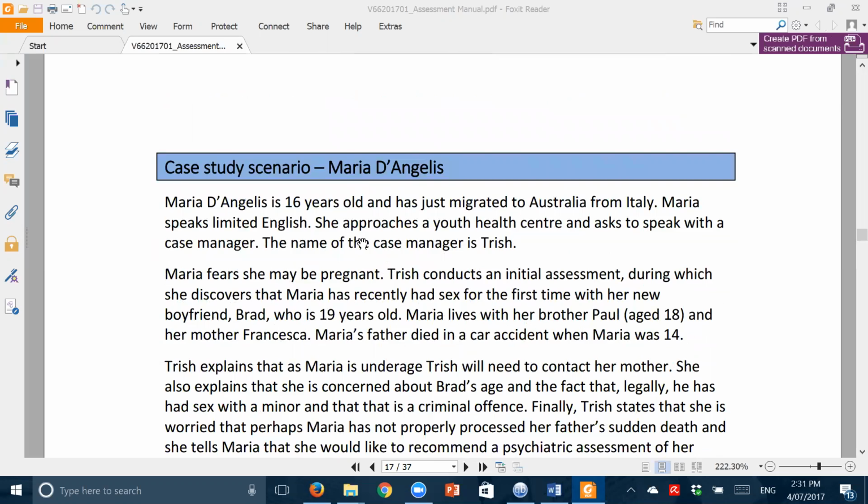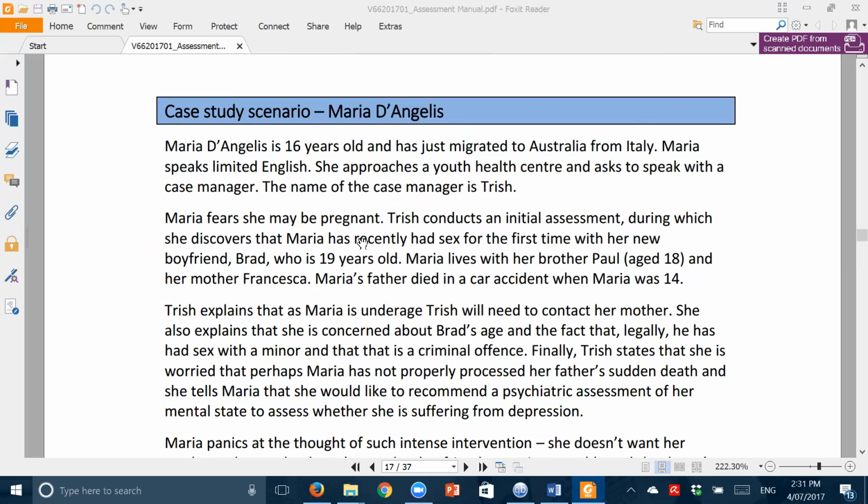Okay, case study scenario, Maria de Angelis. Maria de Angelis is 16 years old and has only just migrated to Australia from Italy. Maria speaks limited English. She approaches a youth health centre and asks to speak with the case manager. The name of the case manager is Trish. Maria fears she may be pregnant and Trish conducts an initial assessment, during which she discovers that Maria has recently had sex for the first time with a new boyfriend, Brad, who is 19 years old. Maria lives with her brother, Paul, aged 18, and her mother, Francesca. Maria's father died in a car accident when Maria was 14.